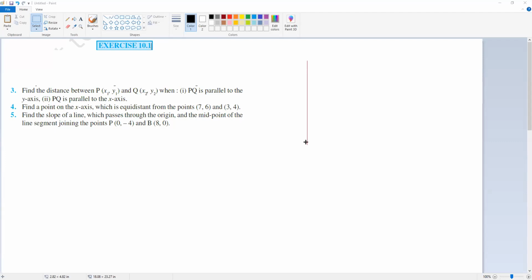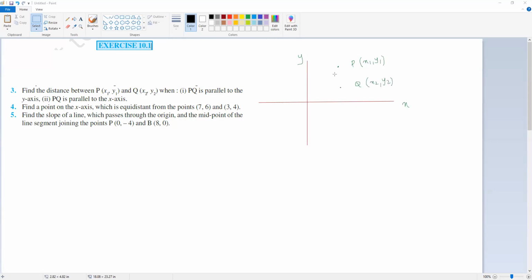The x-axis, and this is the x-axis, y-axis. P and Q are 2 points. PQ is parallel to the y-axis. So this is P, this is Q. You can take any point, it doesn't matter. This is x1, y1, this is x2, y2.